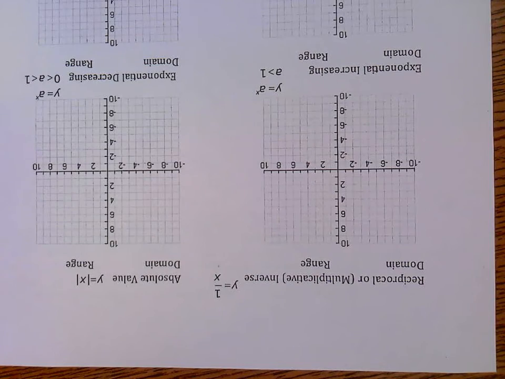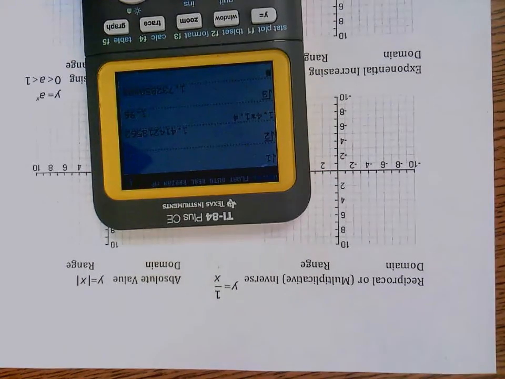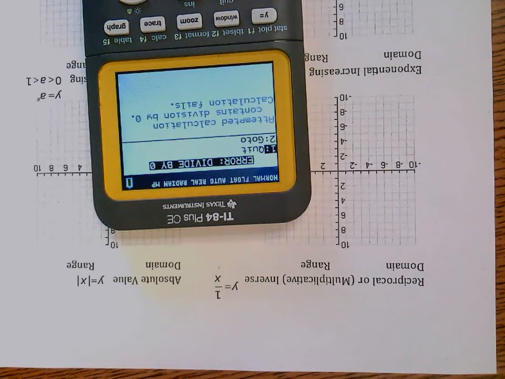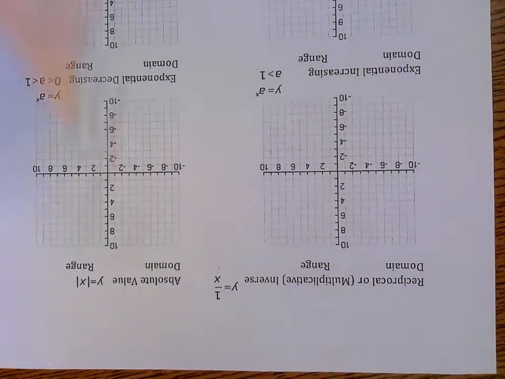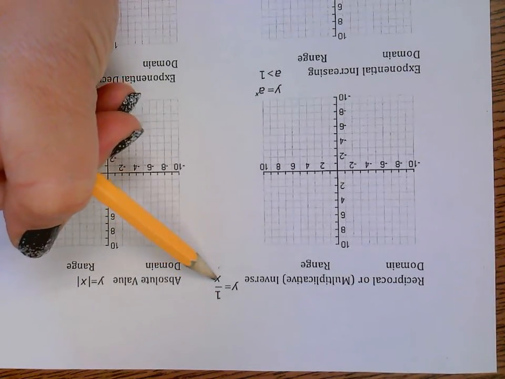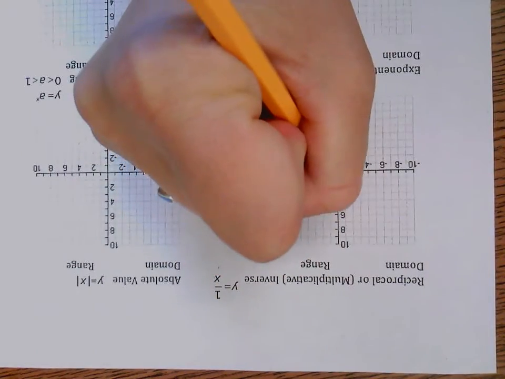Can you divide by 0? What's 1 divided by 0 on a calculator? Can't do it because you can't divide by 0. So I can't plug in 0. What happens if I plug in 1? What's 1 divided by 1? 1. How about we plug in 2?